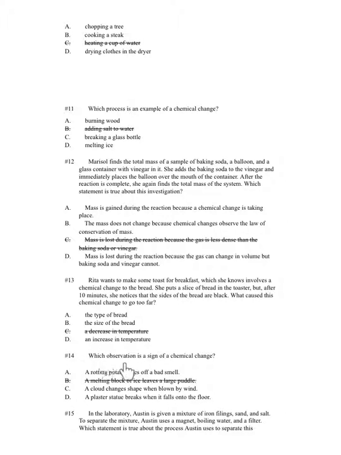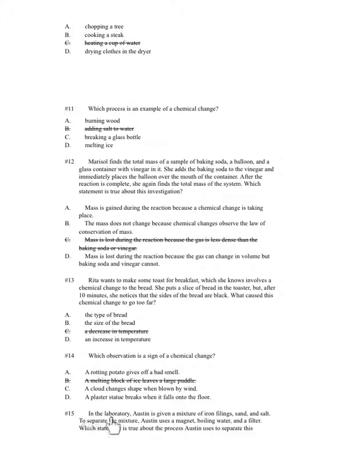Number 14. Which observation is a sign of chemical change? A. A rotting potato gives off a bad smell. B. A melting block of ice leaves a large puddle. C. A cloud changes shape when blown by the wind. D. A plaster statue breaks as it falls onto the floor.